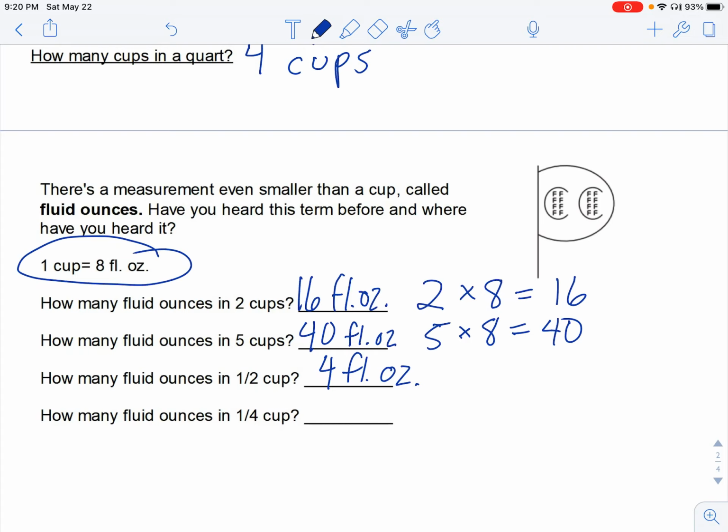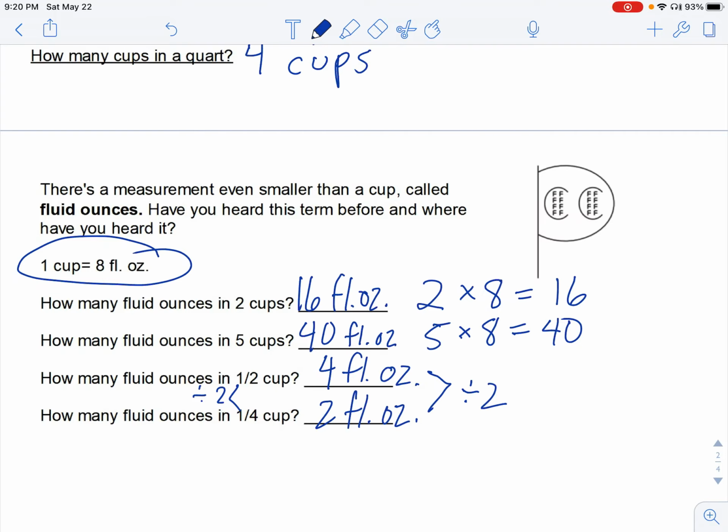Can you figure out this next one? Pause the video and think about it for a little bit. Play back when you're ready. So I know a quarter is half of a half. So I'm going to take these 4 fluid ounces and split those into half as well. So a quarter cup is just 2 tiny fluid ounces.